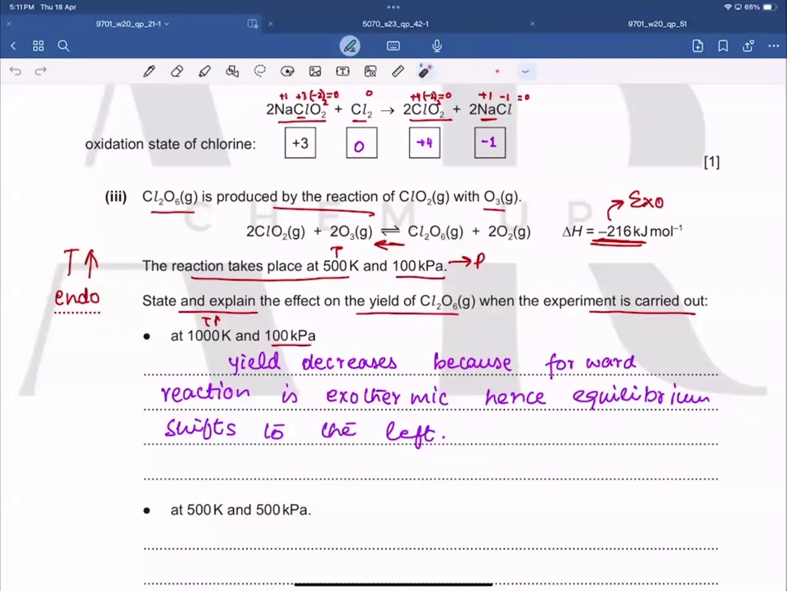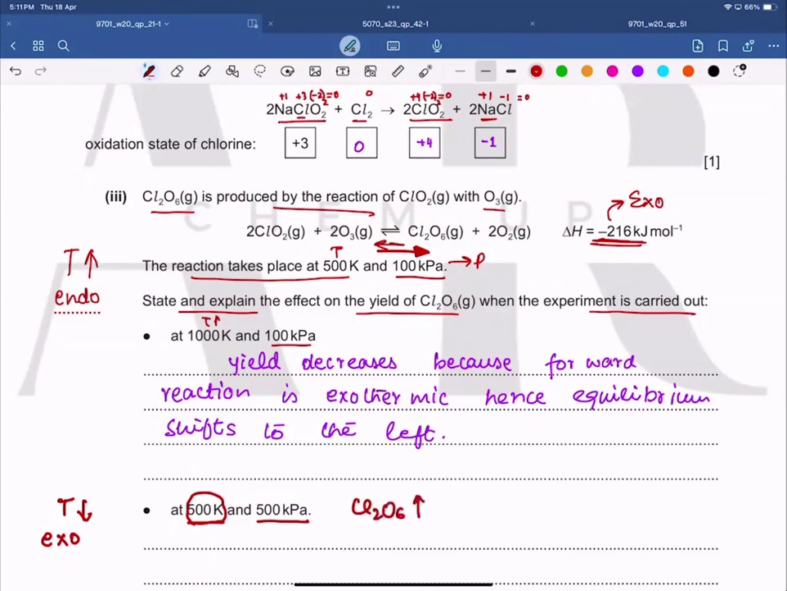Now, if you see, in the next part, the temperature is 500 Kelvin and the pressure is 500 kilopascals. In terms of temperature, the temperature is decreased. When the temperature is decreased, the equilibrium shifts towards the exothermic side. It means the equilibrium shifts towards the right. So if the equilibrium shifts towards the right, what happens to the yield of Cl2O6?